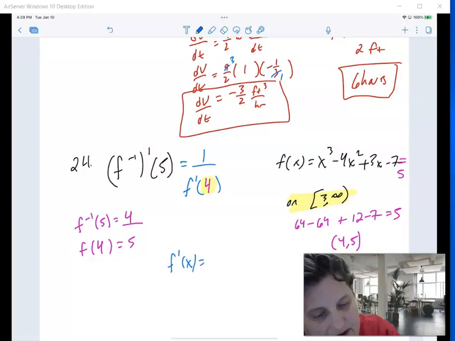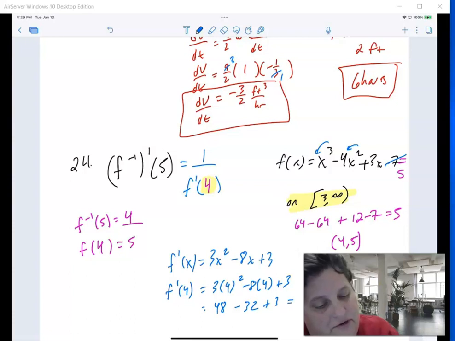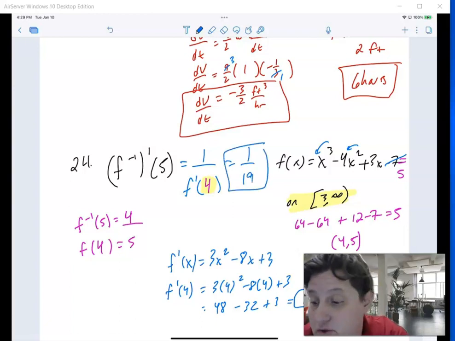Well, f prime is 3x squared, I'm getting this from here, minus 8x plus 3, and that goes away. F prime of 4 is 3 times 4 squared minus 8 times 4 plus 3. 16 times 3 is 48 minus 32 plus 3, which is 19. So this is going to be 1 over 19. Woo, that one was oozing.